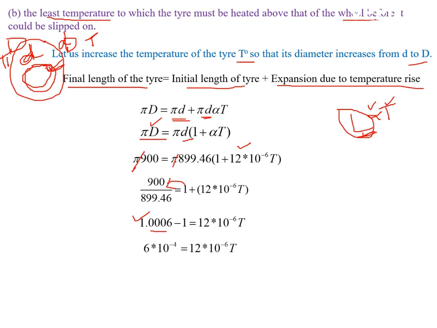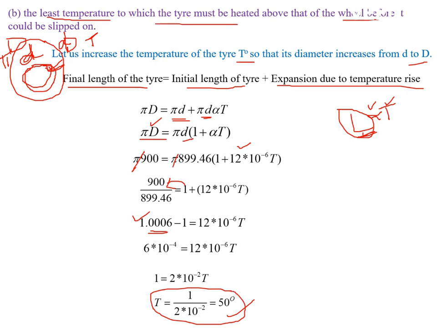So 6 into 10 to the power of minus 4 equals 12 into 10 to the power of minus 6 into capital T. Here capital T becomes 50 degrees centigrade. This is what the question asked for, the temperature rise. So this is the solution. Thank you.